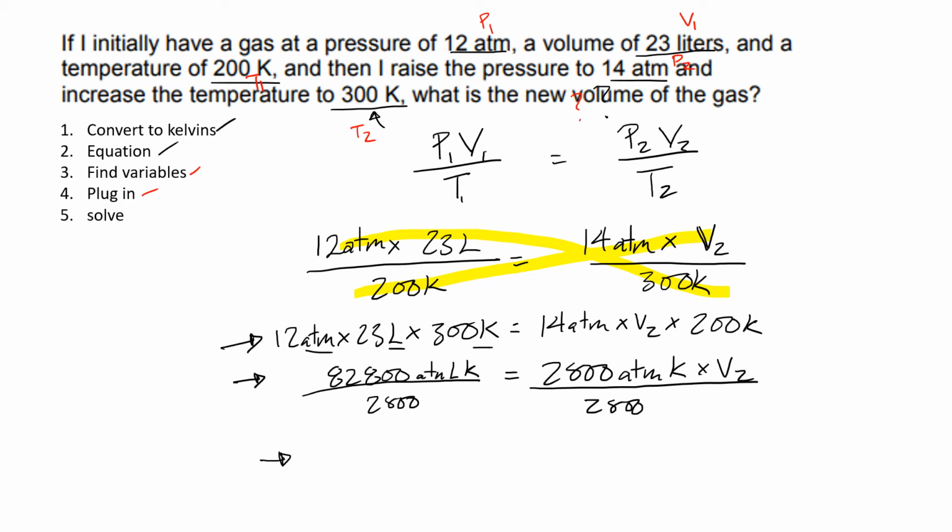Notice that the units are atm L K. These guys cancel out, atms cancel out, Ks cancel out. The only unit left is going to be liters, and it's going to be 29.6 liters. Good. That is the answer. That feels good. What did I do? I converted to kelvins, didn't need to. Equation right here, cross multiplied.